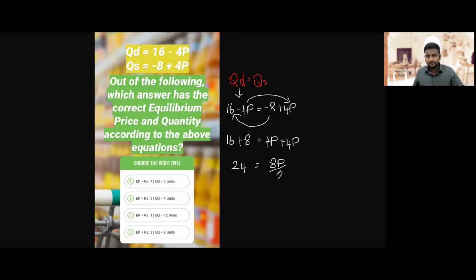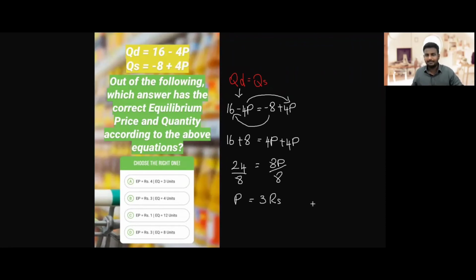Now, 8P's are equal to 24. So 1P is equal to how much? You divide 8P by 8. You do the same thing on the other side, then only you'll maintain this as an equation, right? Whatever you do on one side, you have to do it on the other side also. So price equals 3 rupees. Now this is your equilibrium price, because 3 rupees is the price when QD and QS are equal. That's what we have calculated now.